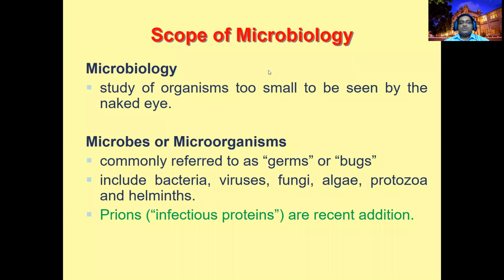The microorganisms are commonly called by different names. In some literature they are called germs, and somebody may write them as bugs, right? They include bacteria, viruses, fungi, algae, protozoa, helminths, prions, MLOs. So they are different categories of organisms that you cannot see through your naked eye.